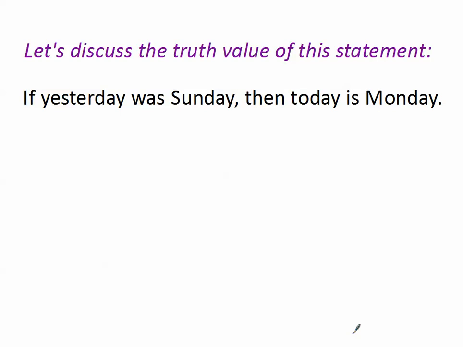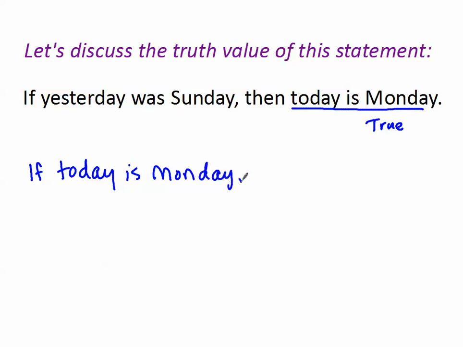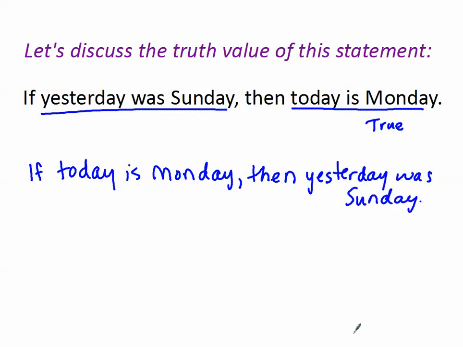Let's begin by discussing the truth value of this statement. If yesterday was Sunday, then today is Monday. This is a true statement. Remember, last time we talked about different ways to write a statement. What if we turned this around and wrote the converse? How does the converse work? Starting with the conclusion: if today is Monday, and then we end with what was at the beginning, the hypothesis, then yesterday was Sunday. Considering the truth value of this statement, if today is Monday, then yesterday was Sunday, that is also true.